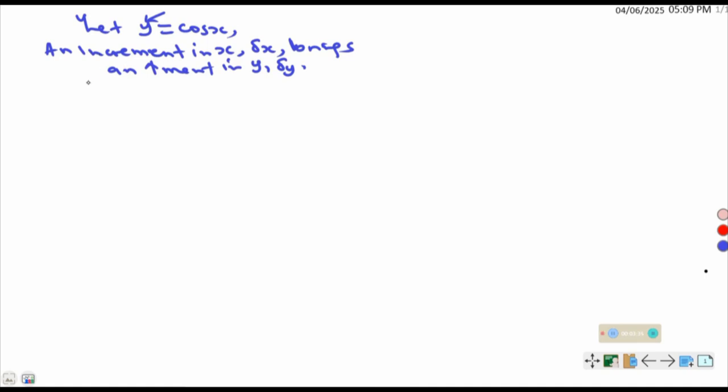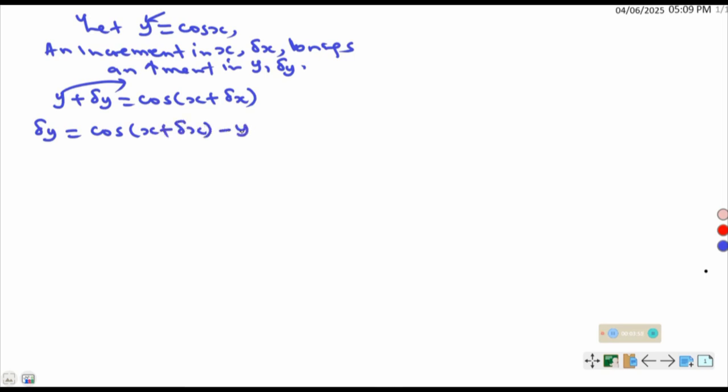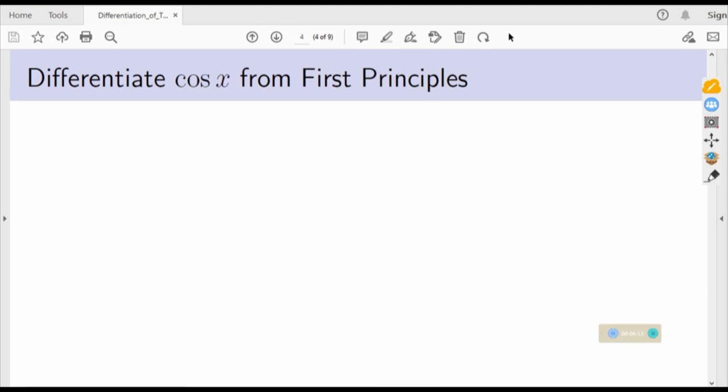So if you take an increment in x, it brings about an increment in y. Meaning this can be cos of x plus a small change in x, which is delta x. From here we can take y to the other side, and we shall remain with delta y, which is equal to cos of x plus delta x minus y. But y is cos of x. So from here we can again recall what this is equivalent to from the factor formula.